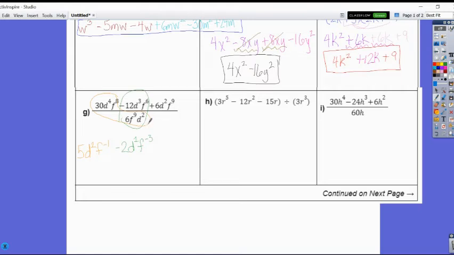Last term then, we've got a positive 6 divided by a 6 for my coefficients. That's a positive 1. D to the 2 divided by d to the 2. So 2 minus 2 for that variable is a 0. Yeah, that's going to cancel out, right? Anything divided by itself simplifies to a 1. And f to the 9 divided by f to the 9. Anything divided by itself cancels out there for it. So I've got a 1 for that term.